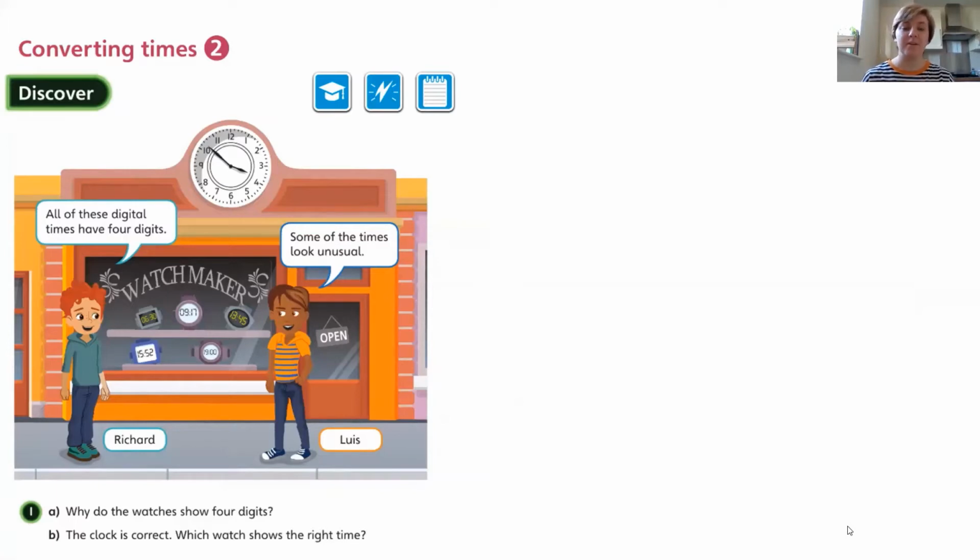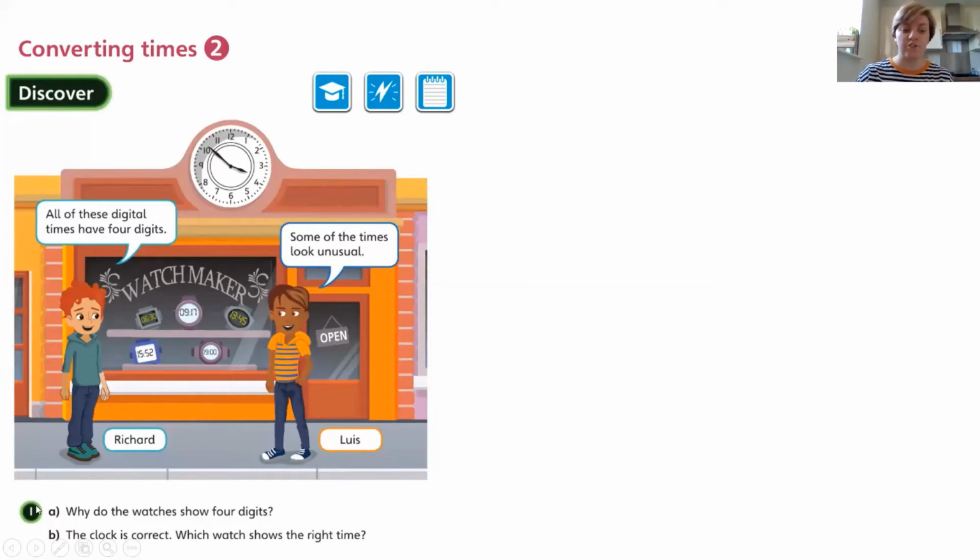Hello Year 4. Now today for maths we're going to be looking at converting times again, but today we'll be looking at converting between something called the 12-hour clock and the 24-hour clock. So for Discover we have Richard and Lewis, and they are stood outside a watchmaker's looking at some clocks in a window. Richard says all of these digital times have 4 digits, which means that each clock has 4 digits on it. Lewis says some of the times look unusual.